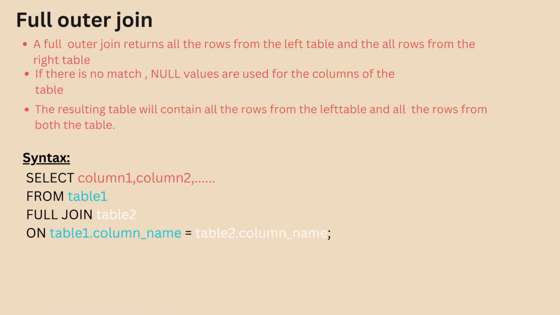Moving to the last outer join, known as full outer join. A full outer join returns all the rows from the left table and all the rows from the right table. If there is no match, null values are used for the columns of the table. The resulting table will contain all the rows from both tables. Syntax: SELECT column 1, column 2 FROM table 1 FULL JOIN table 2 ON table1.column_name = table2.column_name.